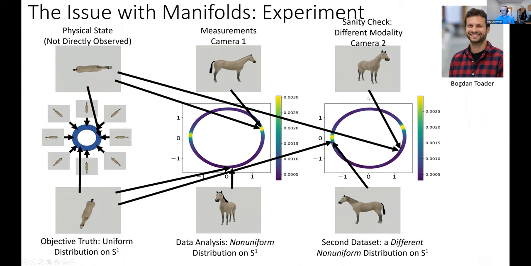If you do this with another camera looking from another direction, at the time you got this image from a camera looking from a different direction, you got this image. If you take these images from camera number two, you throw them into diffusion maps, you get this beautiful circle. Again, with what looks like higher density regions, but these higher density regions don't correspond to the same physical state. Okay, so we got these two manifolds from two different measurements, a very, very simple setup.